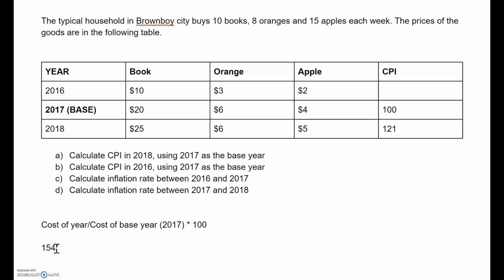So for 2017, like we said before, it's 308. So 154 divided by 308 should equal 0.5. Multiply that by 100, and we should get 50. And that is our CPI for 2016.